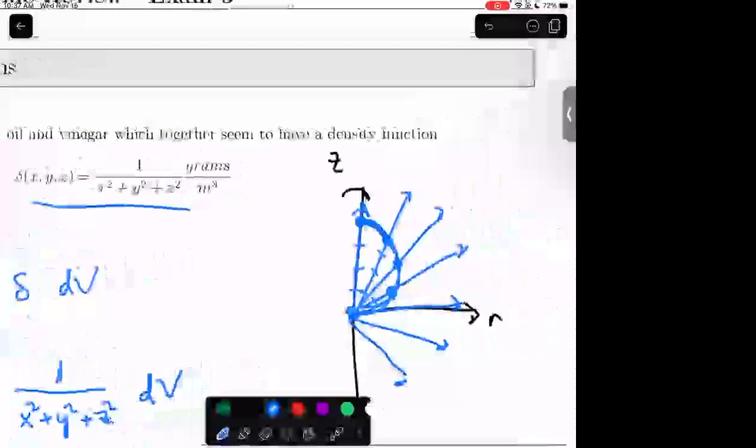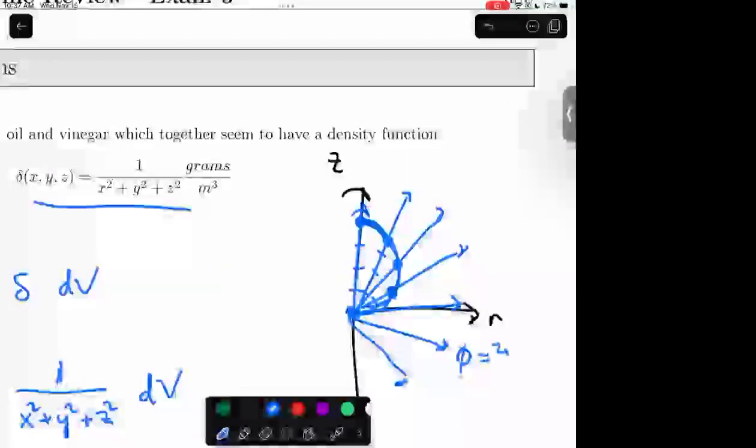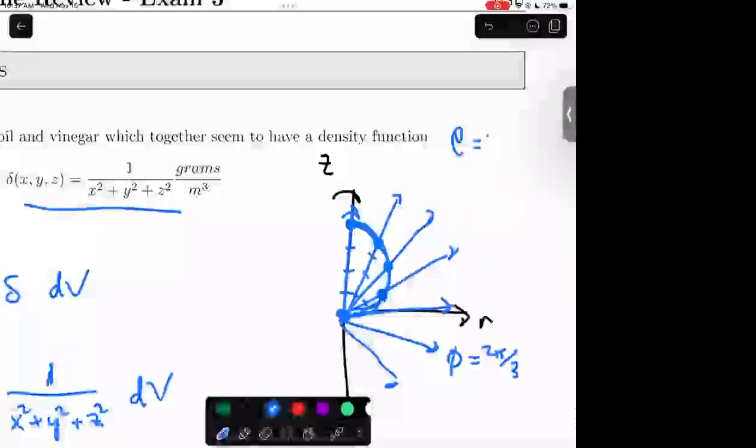And if you plug in a phi value of 2 pi over 3, the cosine of 2 pi over 3, your calculator will tell you, is -1/2. So that means that your rho value is going to be 4 times cosine of 2 pi over 3. So again, that's -1/2. You're going to get -2.